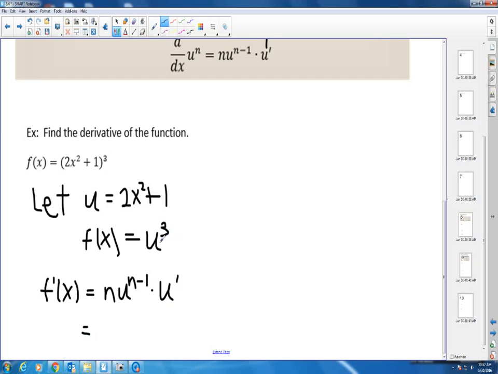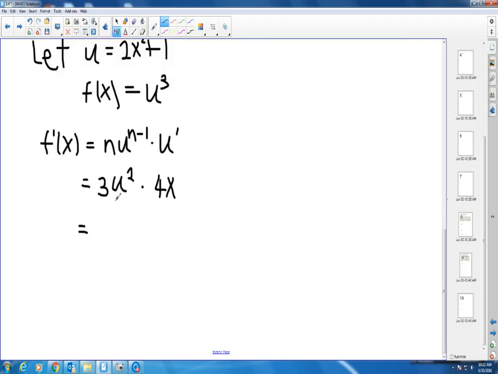So I move my exponent to the front: 3 times u to the second power times u prime. U is 2x squared plus 1, so the derivative u prime with respect to x is 4x. This looks just like the chain rule from earlier. Now I rewrite u as 2x squared plus 1, so that is 3 times 4x, which is 12x, times 2x squared plus 1, the whole thing to the second power.